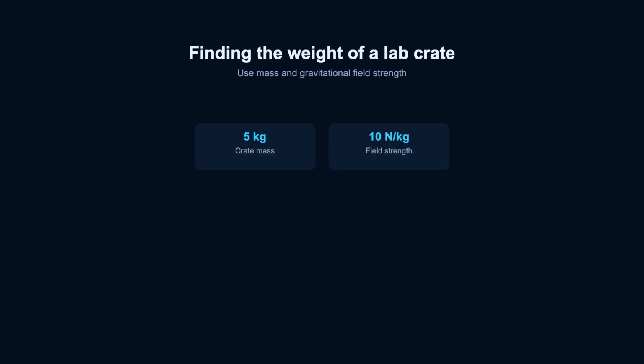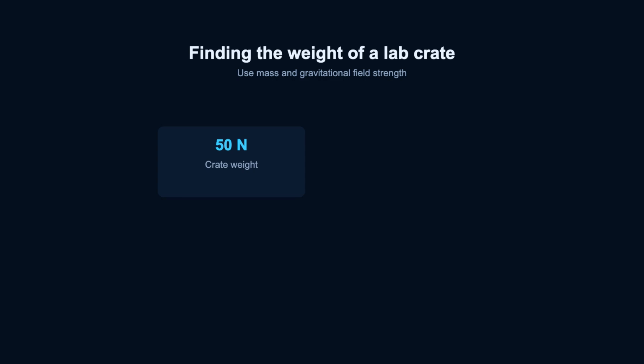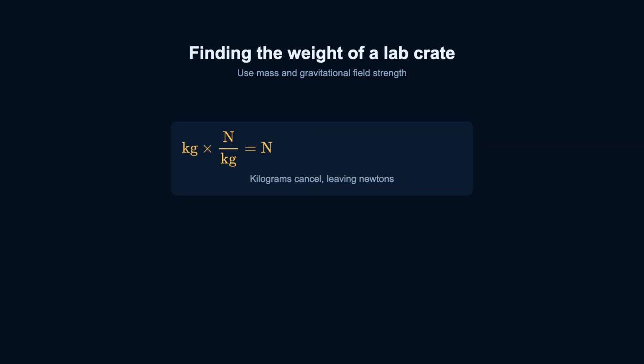Suppose a lab crate has a mass of 5 kilograms, sitting somewhere with a gravitational field strength of 10 newtons per kilogram. What's its weight? Using W equals m times g, 5 kilograms multiplied by 10 newtons per kilogram gives 50 newtons. Notice how the units check out too. Kilograms cancel with the per kilogram, leaving you with newtons, exactly what a weight should be measured in.